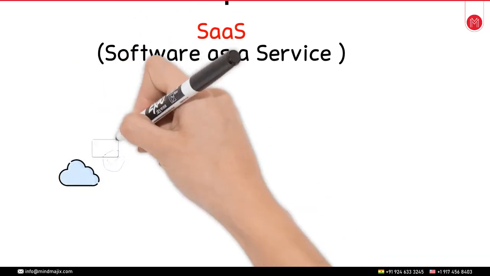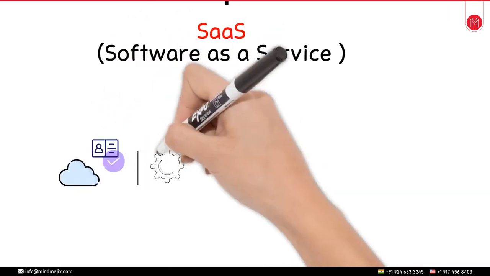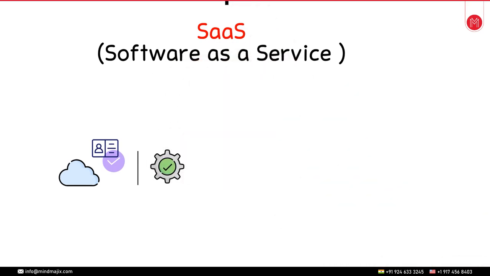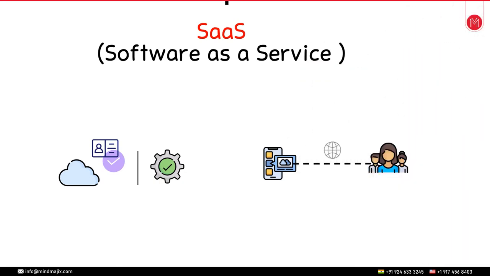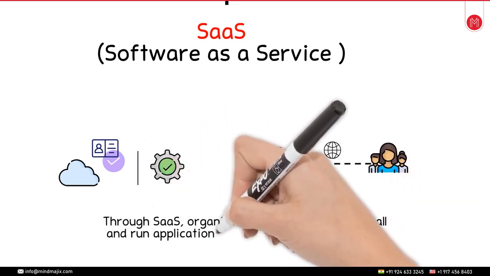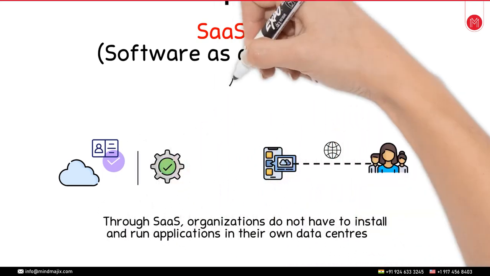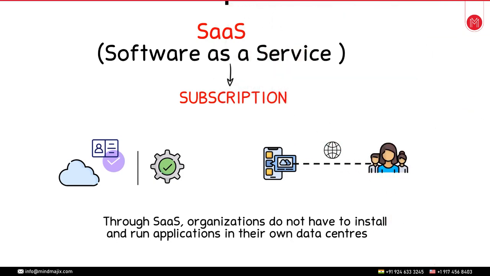It is a cloud service where online software licensing and access is given to the clients rather than installing it on their individual computers. So cloud computing service providers host on-demand applications and avail them to customers over the internet. Through software as a service, organizations do not have to install and run applications on their own data centers. So subscription is the word that correctly describes software as a service, because you pay for the software on a monthly or yearly basis and then use it.